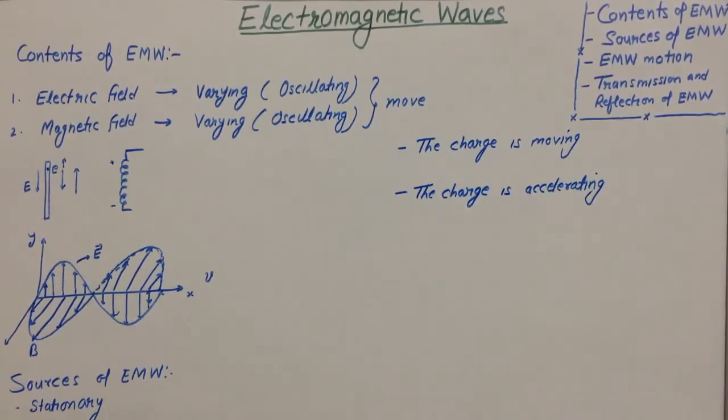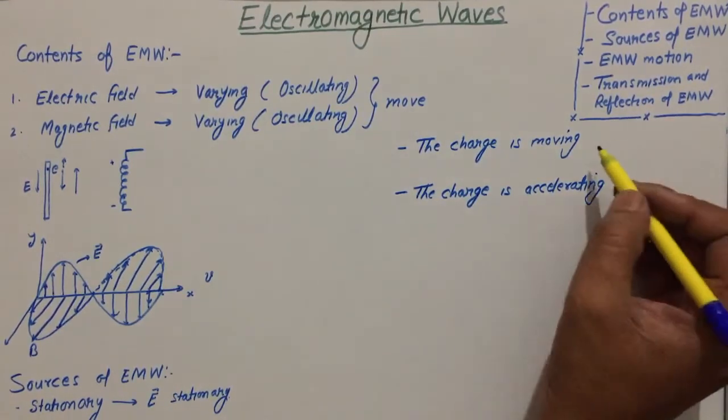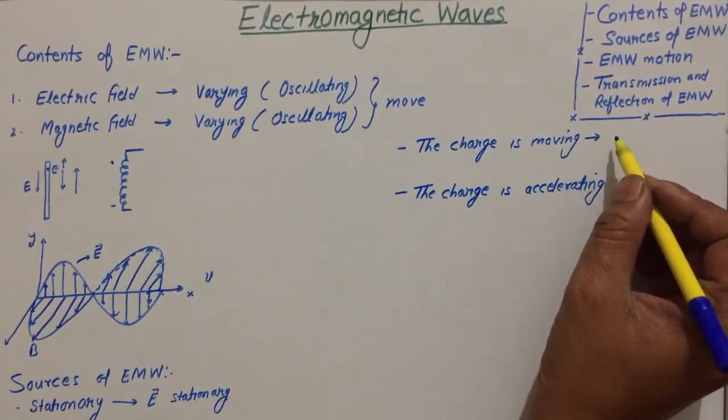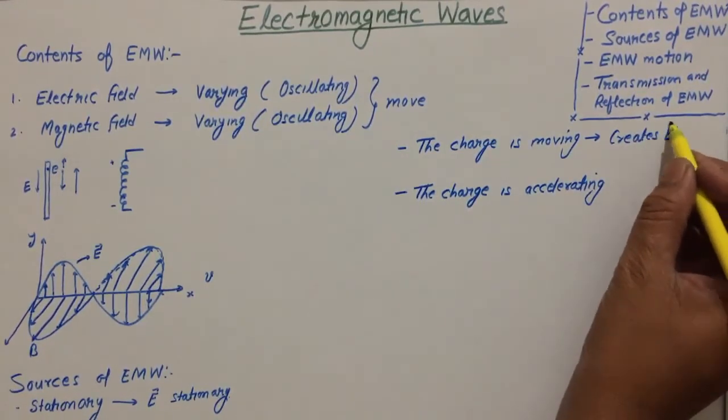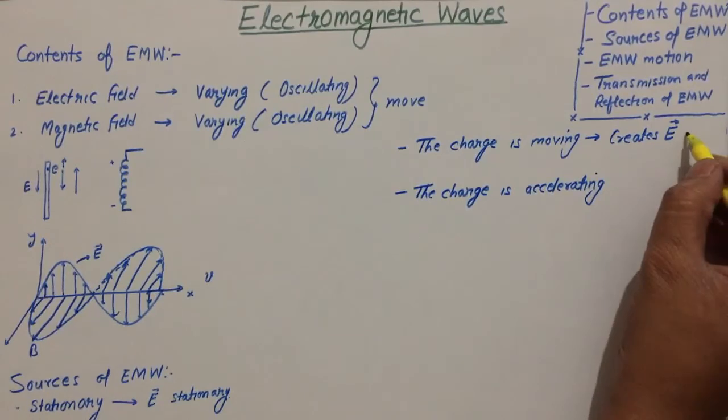So if the charge is stationary, in that case the electric field will also be stationary. So we can say here the electric field will be there due to the static charge, and that electric field will be stationary. And the second case, when the charge is moving, the moving charge creates electric field and magnetic field as well.